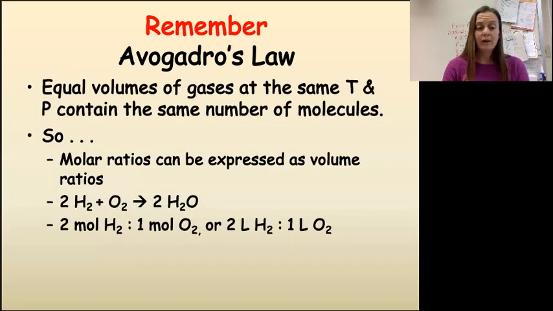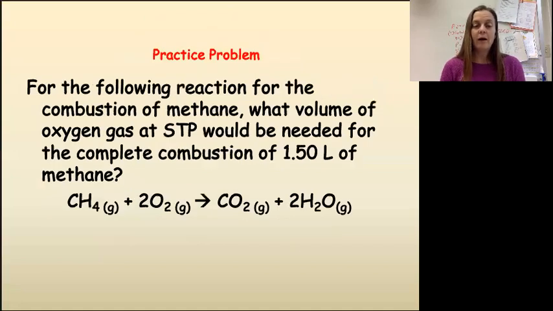If we have 2 moles of hydrogen reacting with 1 mole of oxygen to form 2 moles of water, that means that 2 liters of hydrogen are going to react with 1 liter of oxygen to form 2 liters of water, because volume is directly proportional to the number of moles. So that means that in gas stoichiometry problems, we can skip converting to moles. We can use molar ratios as volume ratios.